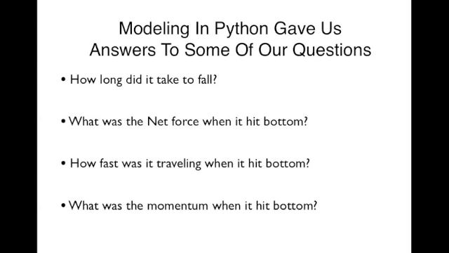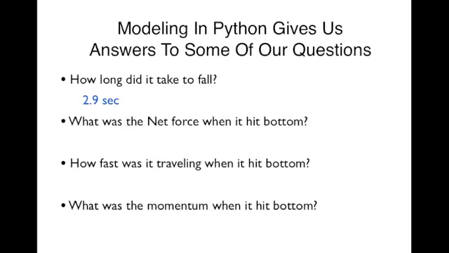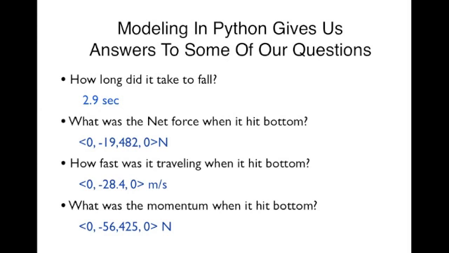Modeling in Python gave us answers to some of our questions. It took 2.9 seconds for the rock to fall. The net force when it hit bottom was a negative 19,482 newtons in the downward direction. It was traveling at a rate of 28.4 meters per second downward, and the momentum when it hit the bottom was a very large negative 56,425 newtons.